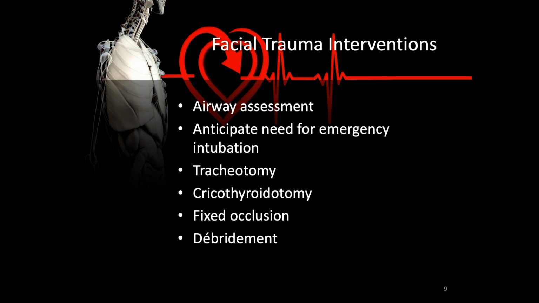You should anticipate the need for emergency intubation, including things such as a tracheotomy, which we spoke of in a previous episode, a cricothyroidotomy, which is a temporary airway made by making a small opening in the throat between the thyroid cartilage and the cricoid cartilage, fixed occlusion, basically wiring the jaw shut in order to stabilize the mandible, and debridement, or removal of injured and dead tissue from any areas that are affected by the trauma.